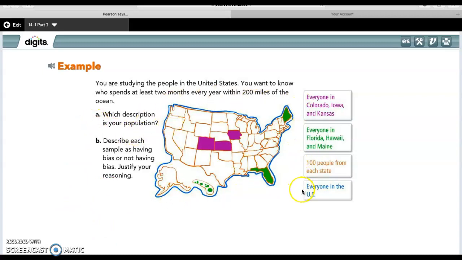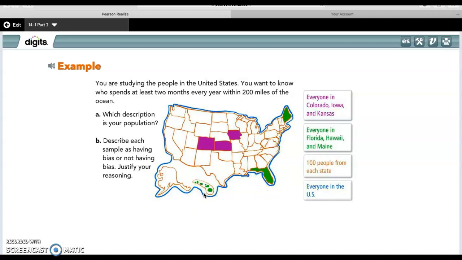So that would be everyone in the United States. But we want to know what percentage of the people in the United States, or what portion of the United States, spends at least 2 months every year within 200 miles of the ocean. We want to know out of everyone in the United States. So would it make sense to talk to just people in these green states? People who live on the coast?